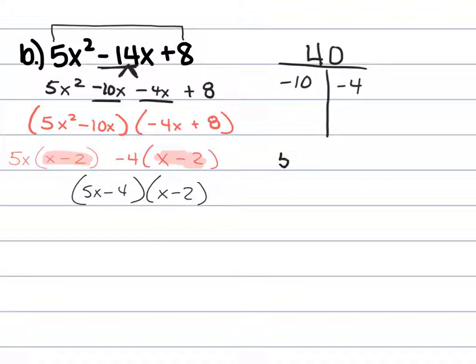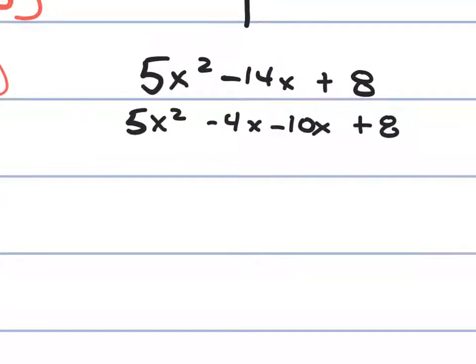He said, let's say that I was on the first step, and I had 5x squared minus 14x plus 8. What if I had written it like this, negative 4 and negative 10, that way? It still works. So he's going to go 5x squared. He's going to break this down into negative 4x and negative 10x. He just reversed the 2 plus 8. It still works, and let's see what happens with the grouping now.